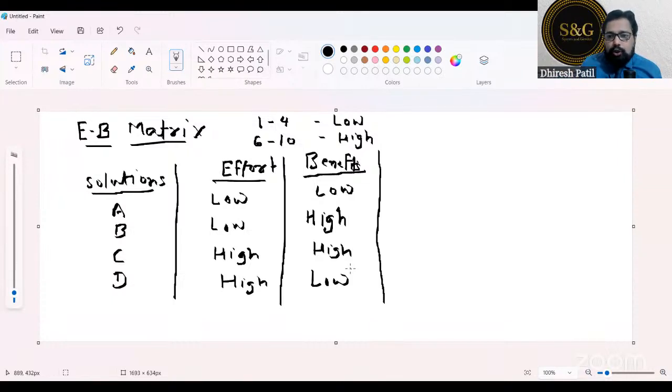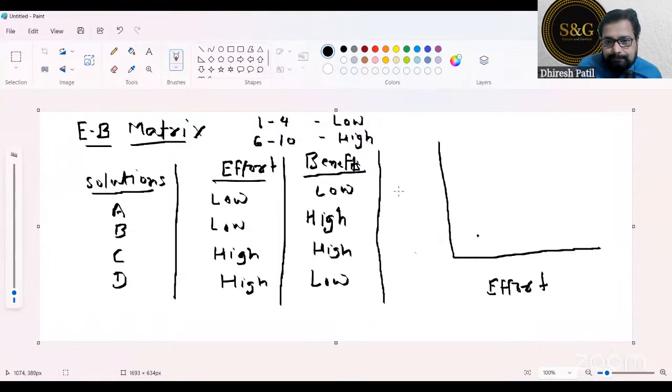Okay. Now you can draw this effort benefit matrix like this. So the effort benefit matrix looks like this, where on the x-axis there will be effort, and on the y-axis there will be benefit. All right. And we will divide this into 4 equal quadrants. Now here, whenever we have low effort and low benefit, so category A, these solutions will come here. Category A, low effort, low benefit.